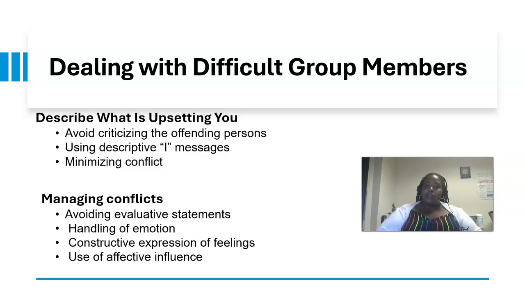Managing conflict, so avoid evaluative statements saying, oh, you're lazy or you don't work hard and you're not a good team player. We don't want to have put downs and evaluative statements based on one conflict. Handle your emotions and have constructive expression of your feelings. Talk to your teammates. As instructor, I'm here to help you out. And use effective influence. So instead of straight up criticism, model the behavior that you want to see and just say, hey, let's encourage others to do well.